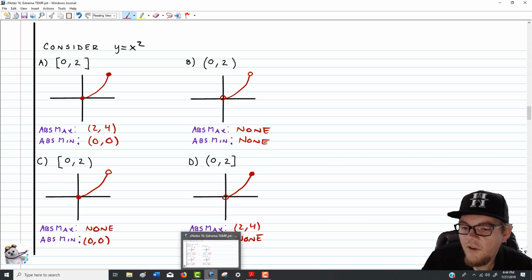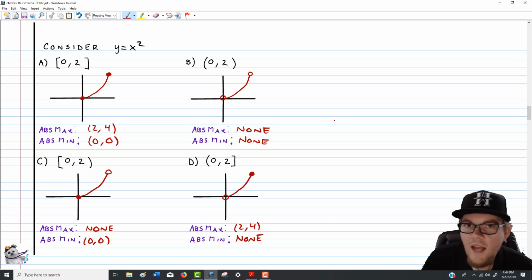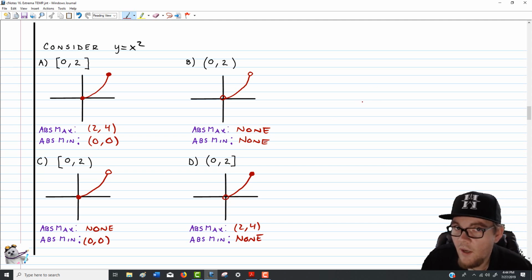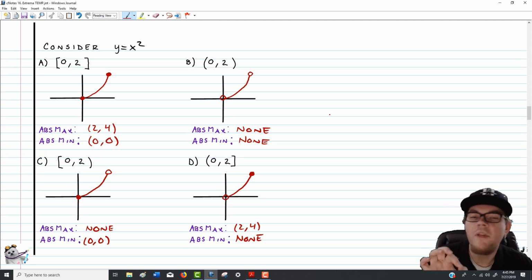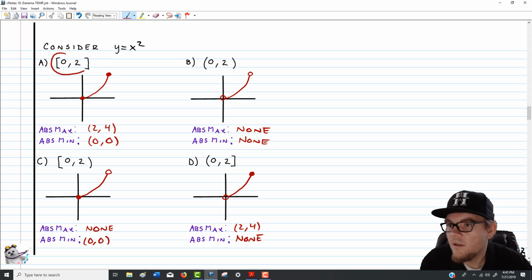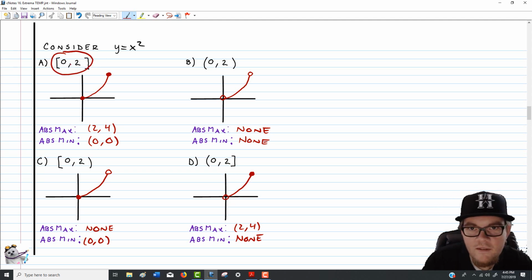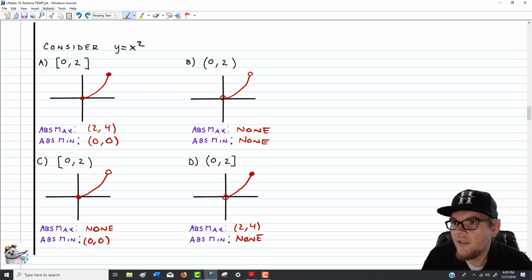So in this case, what's interesting to pull out is the fact that depending on your interval, the same function can have a particular maximum, or it could have a different one, or it could even have none. But you'll notice out of these 4 intervals, there's one interval where we had both an absolute maximum and absolute minimum. And that interval was the first one. And what type of interval is that? That's a closed interval.